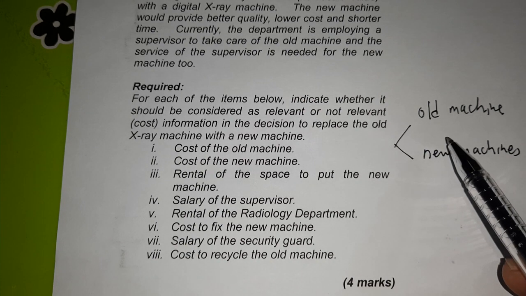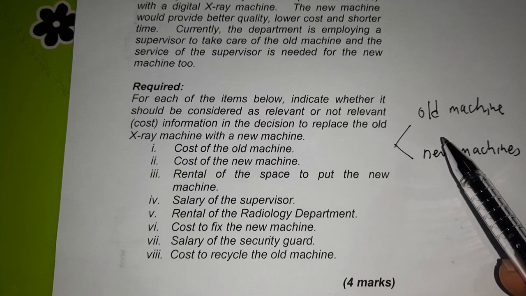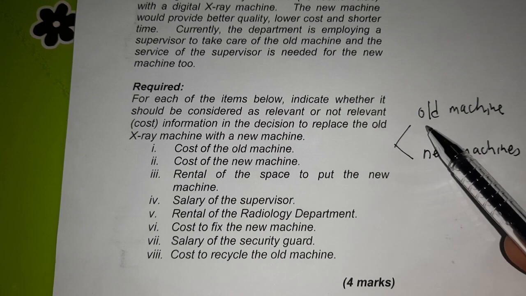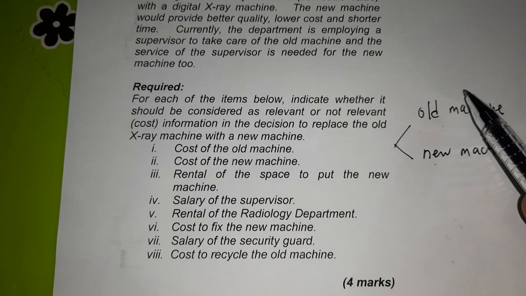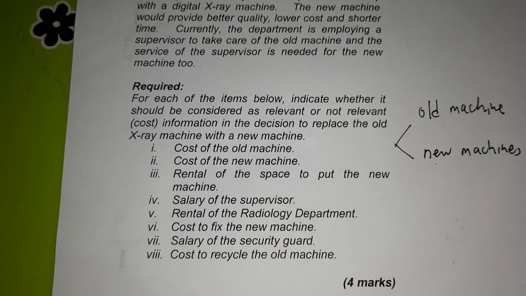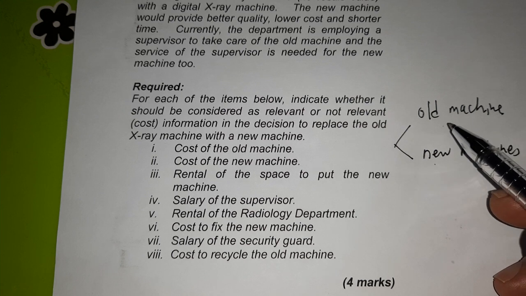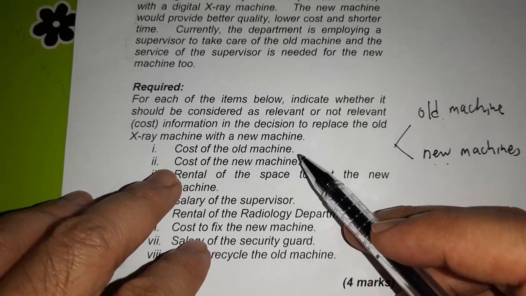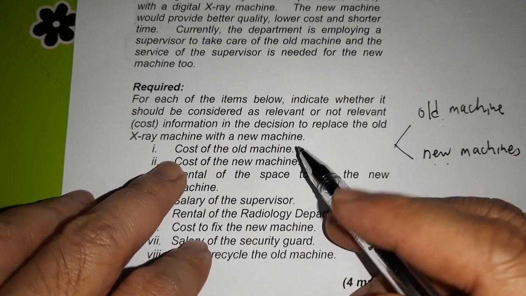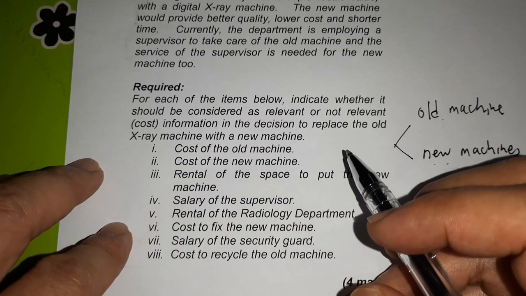So to answer this question, a relevant cost is a cost that will change when this hospital chooses one machine and rejects another. That is a relevant cost. But a cost that is not relevant or irrelevant cost is a cost that will still exist whether the business chooses option 1 or option 2. Okay, now cost of the old machine. What do you think? Is it a relevant cost or irrelevant cost?